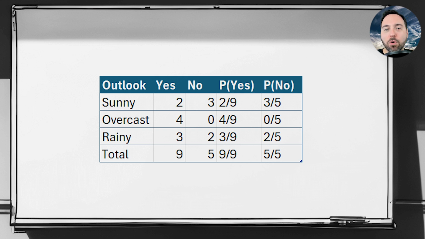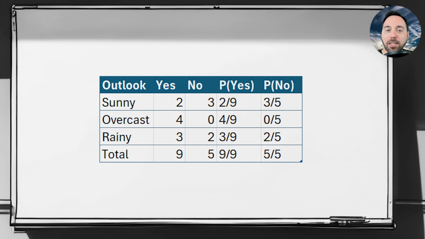I played on 4 overcast days and did not skip golf day at all when the outlook was overcast. For rainy days, I played 3 times and skipped twice. Now I can calculate the probability ratio of it being sunny given that I went golfing, or it being sunny given that I did not go golfing. Remember that I went golfing 9 times in total and I skipped 5 times in total.